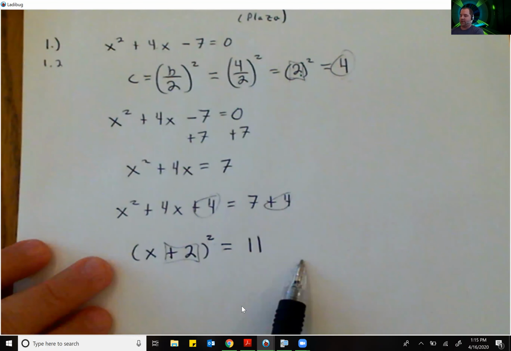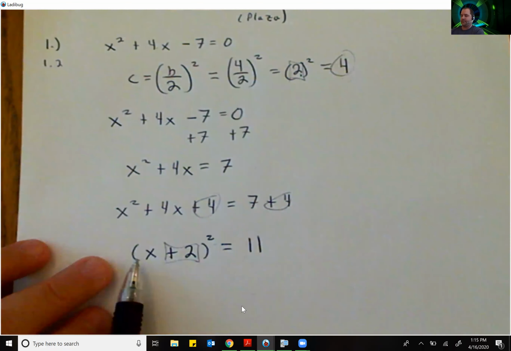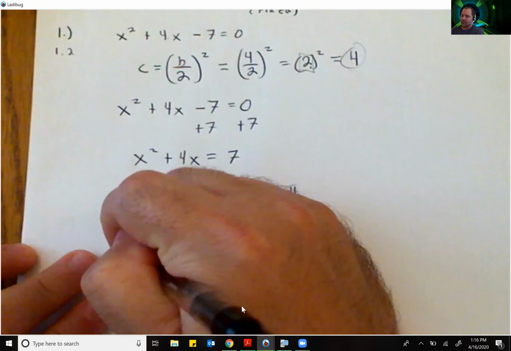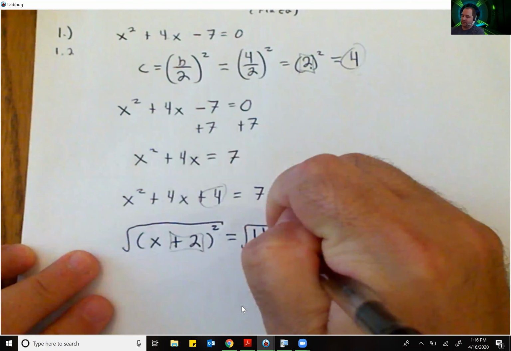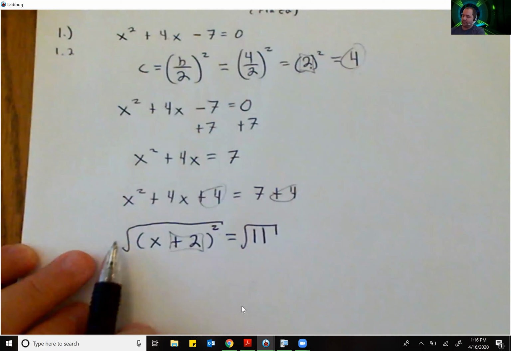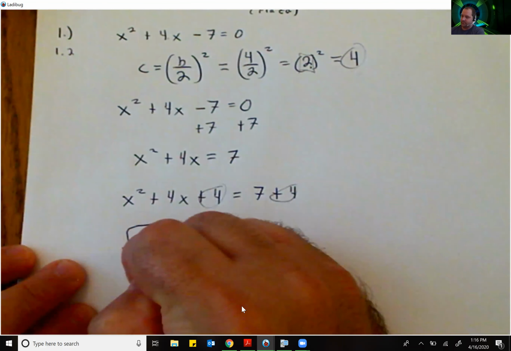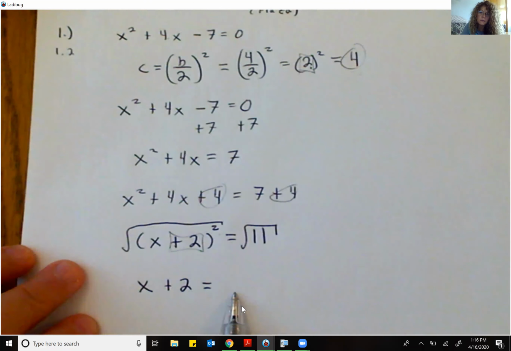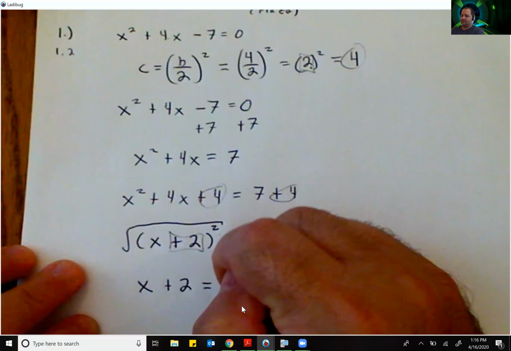All we got to do now is solve for the x. So how do I get rid of something squared? Square root. So we're going to square root both sides. The square root takes care of the square, and that gives us x plus 2 equal to, now what do we get over here? It just stays that way. So it's just the square root of 11.